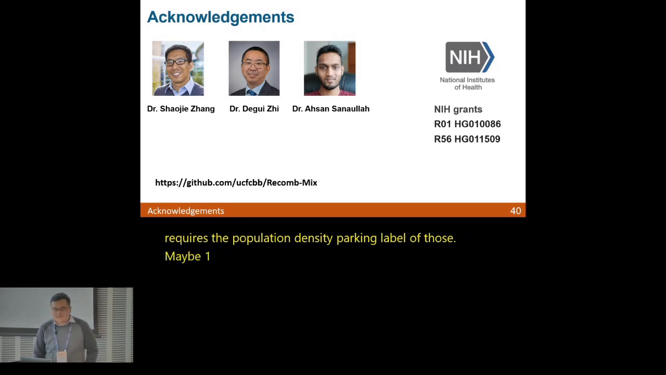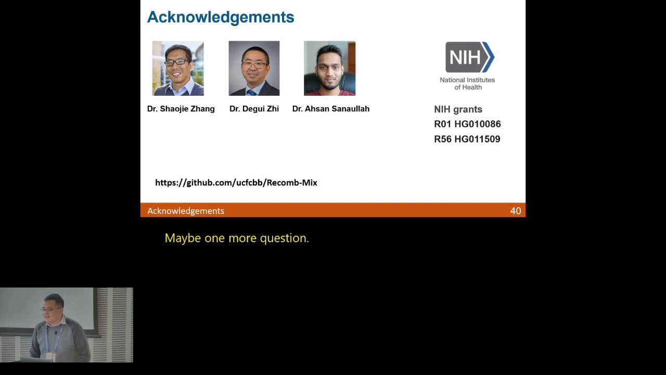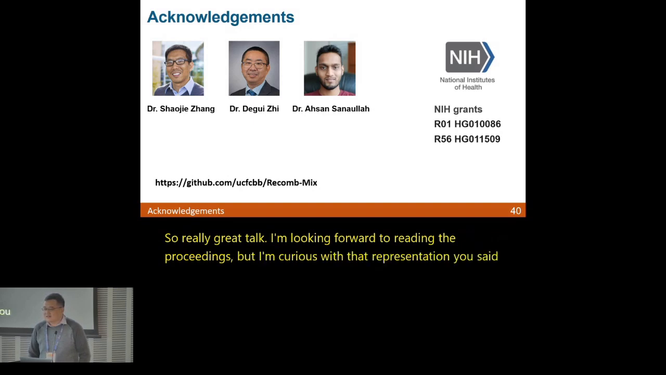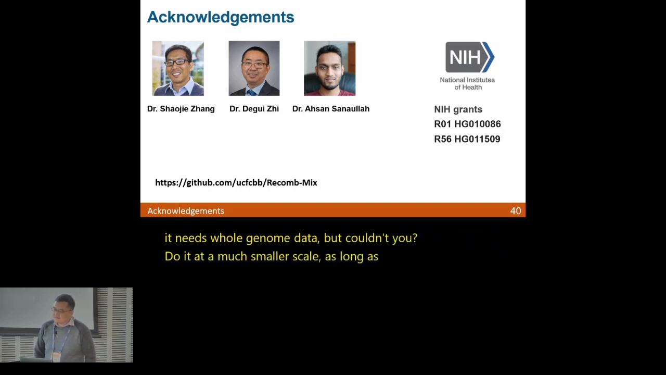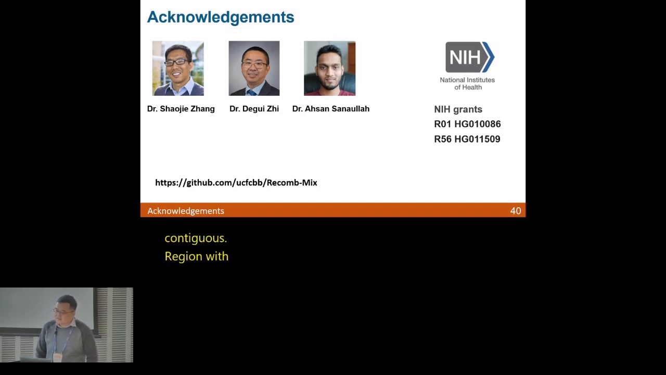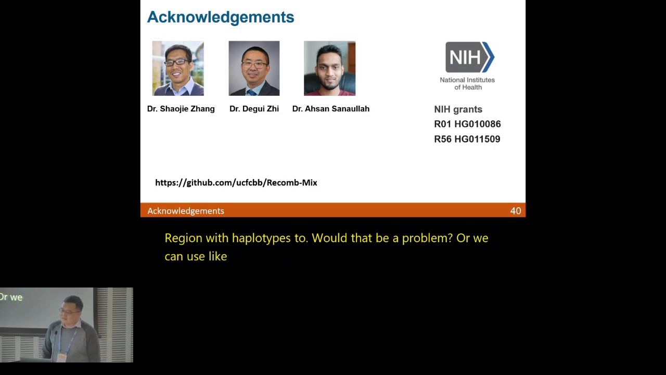Maybe one more question. Really great talk. I'm looking forward to reading the proceedings, but I'm curious. You said it needs whole genome data, but couldn't you do it at a much smaller scale as long as you had a long contiguous region with haplotypes? Would that be a problem, or can we use a smaller size of data?